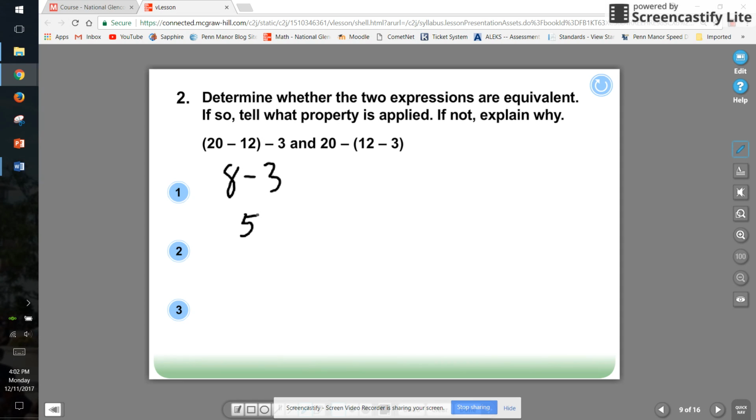And then on this side, I would do the parentheses first. So it would be 20 minus 12 minus 3, which I do believe is 9. And 20 minus 9, I do believe, is 11. And these two are not equal, proving that, nope, that does not work.